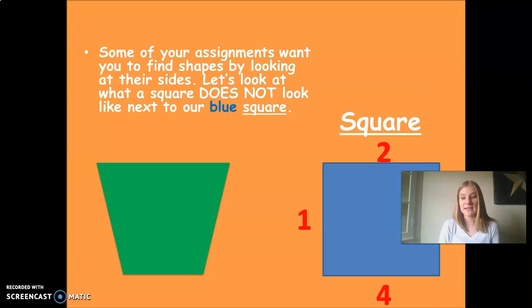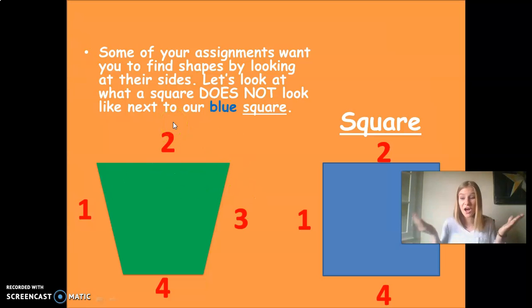So again, let's practice. What if your assignment is asking you to find all of the squares on your paper? Well, we know it's a square if it has 4 sides and 4 sides that are going to be the same length. So let's look at this green shape. It has 1, 2, 3, four sides, but I see that where the number 4 is, that line is really, really small compared to the other ones. And those two lines where number 1 and number 3 are, they're the same length, but they're not the same length as the side that number 2 is on.